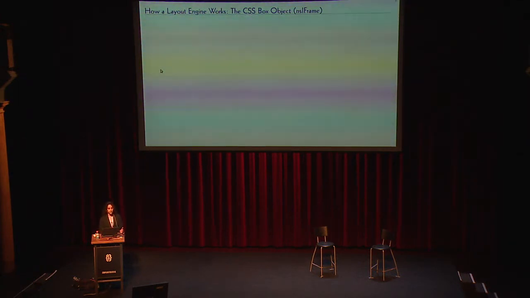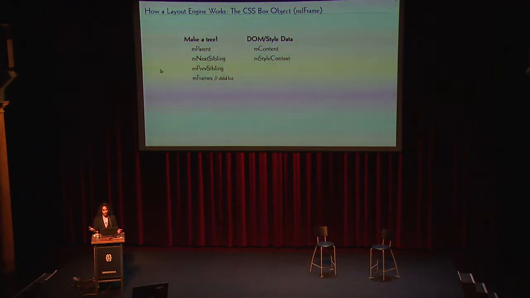So, okay, we have our box tree, and the box tree consists of a bunch of nodes. What do they look like? In Gecko, that's an nsIFrame, and there's a bunch of critical pieces to a box node in the box tree. First of all, we have to make the tree. So we have a pointer to the parent, the next sibling, the previous sibling, and the list of the children. We also have a pointer to the DOM, so that we can get the content and the text. We need to lay out the text. We need to know what it is. We also have a link to all of that style data that we just computed, so that when we are doing our layout, we can look that up.